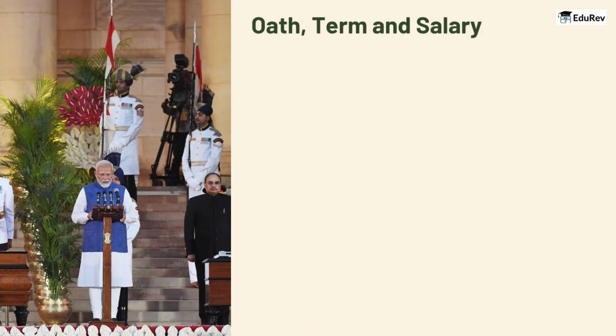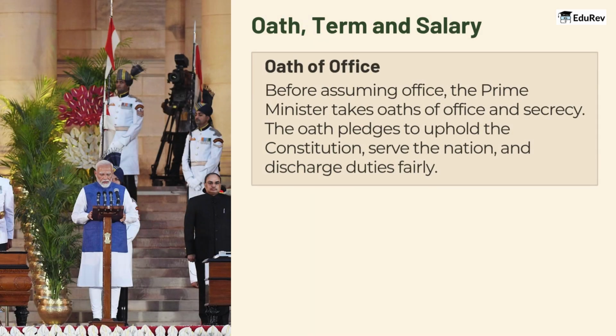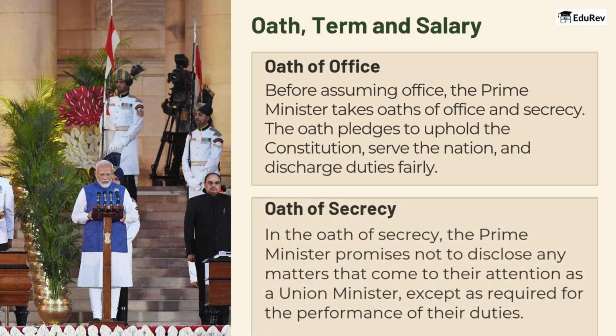Now let's talk about the oaths the Prime Minister takes. Before assuming office, the Prime Minister takes oaths of office and secrecy. The oath pledges to uphold the Constitution, serve the nation, and discharge duties fairly. In the oath of secrecy, the Prime Minister promises not to disclose any matters that come to their attention as a union minister, except as required for the performance of their duties.